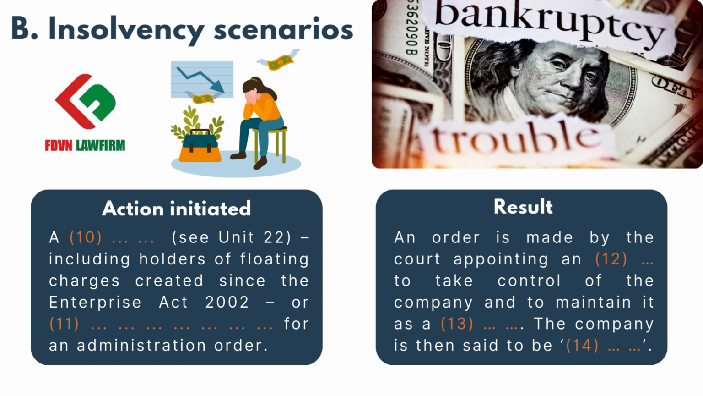Insolvency scenarios. A charge holder, see Unit 22, including holders of floating charges created since the Enterprise Act 2002, or the company directors file notice at court for an administration order. An order is made by the court appointing an administrator to take control of the company and to maintain it as a going concern. The company is then said to be in administration.